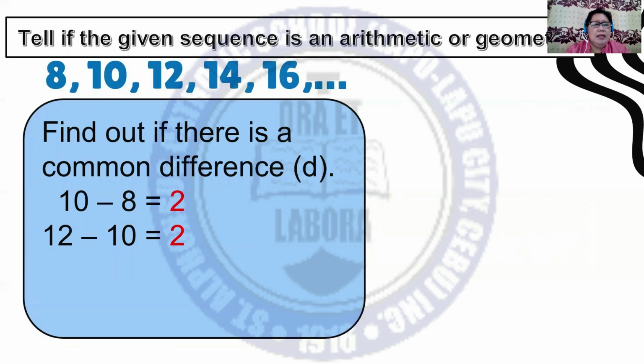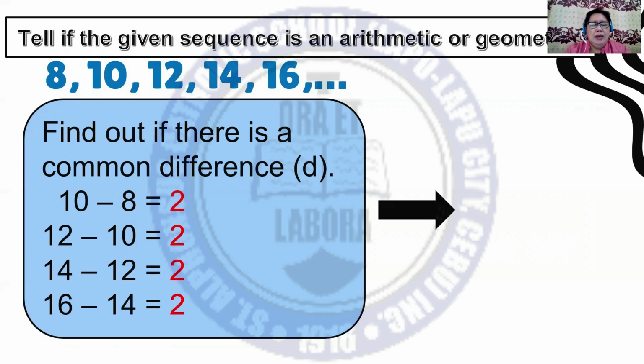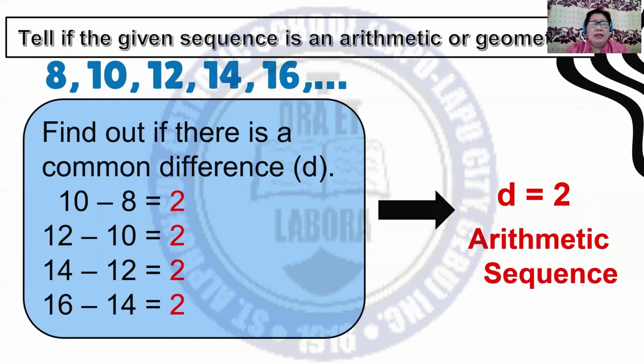12 minus 10 is 2. 14 minus 12 is 2. And 16 minus 14 is 2. Meaning, the common difference is 2. Therefore, we consider this as an arithmetic sequence.